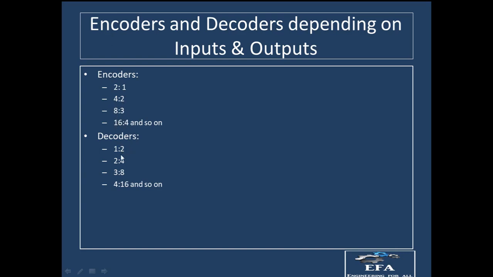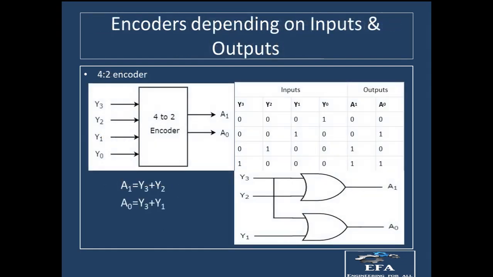On the decoder side, we are having just the opposite. Whatever information is coming from the lower number of input lines, they are clubbed together and then sent onto a particular output line. So this can be 1 is to 2, 2 is to 4, 3 is to 8, 4 is to 16, and so on. Okay, so let us discuss the 4 is to 2 encoder first of all.